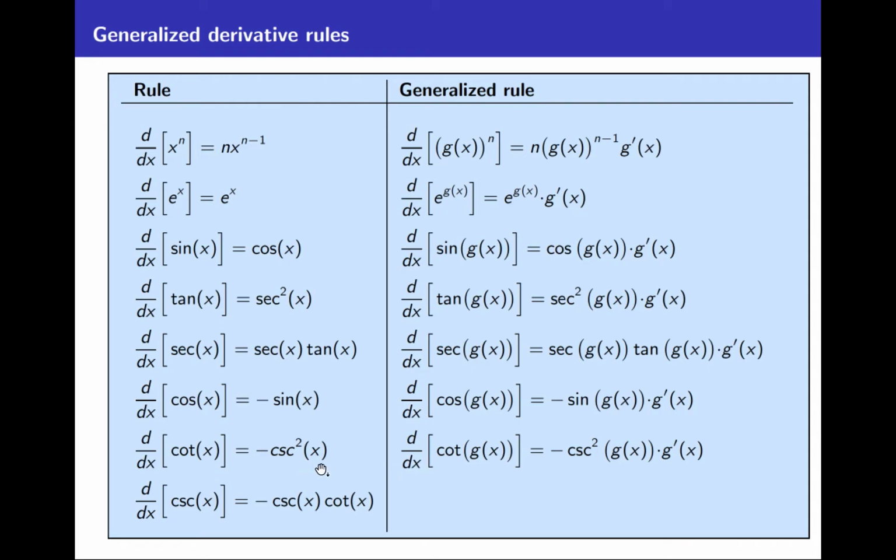The derivative of cotangent of g of x by the chain rule would be negative cosecant squared with g of x plugged into it times g prime of x. And then finally we get this last generalized rule. It's just the chain rule applied to a familiar rule here. So we have a bunch of new rules here that are really just old rules combined with the chain rule, these generalized rules.